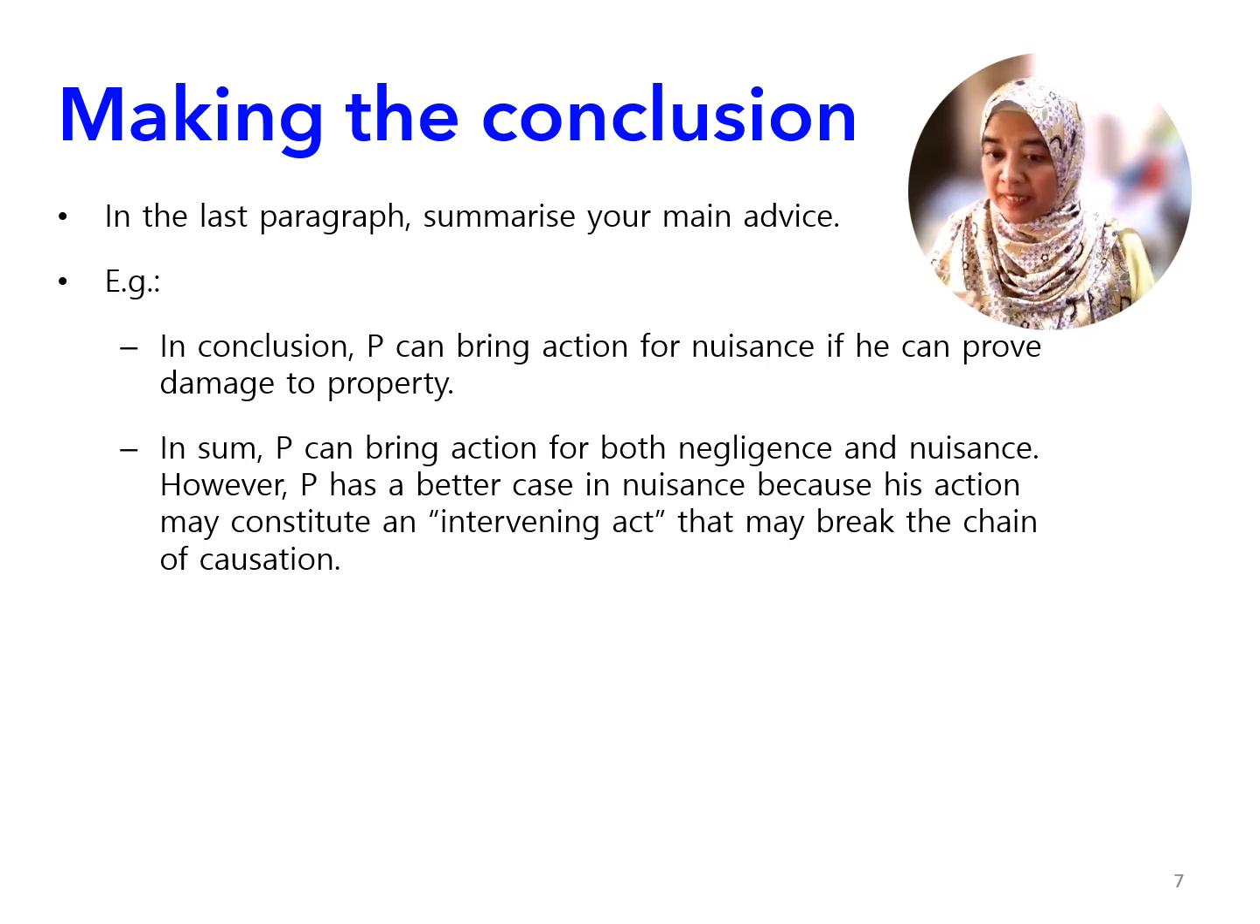However, you can give a longer answer to make it better. "However, P has a better case in nuisance because his action may constitute an intervening act that may break the chain of causation." Because in negligence, if there is an intervening act that breaks the chain of causation, there will be no negligence proven. So you are now displaying your full knowledge of the law. This will be the perfect answer, instead of just advising on the best option, you give both and then tell your reasoning why this instead of that. That is also possible, but it depends on the facts of the case.